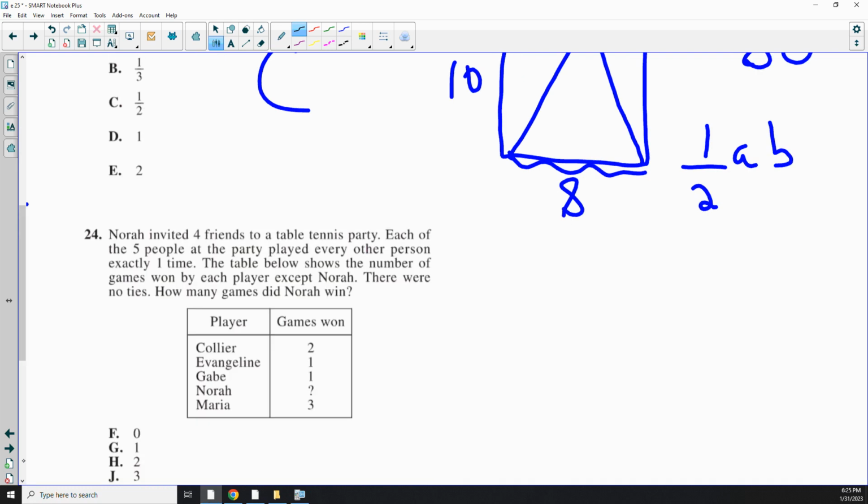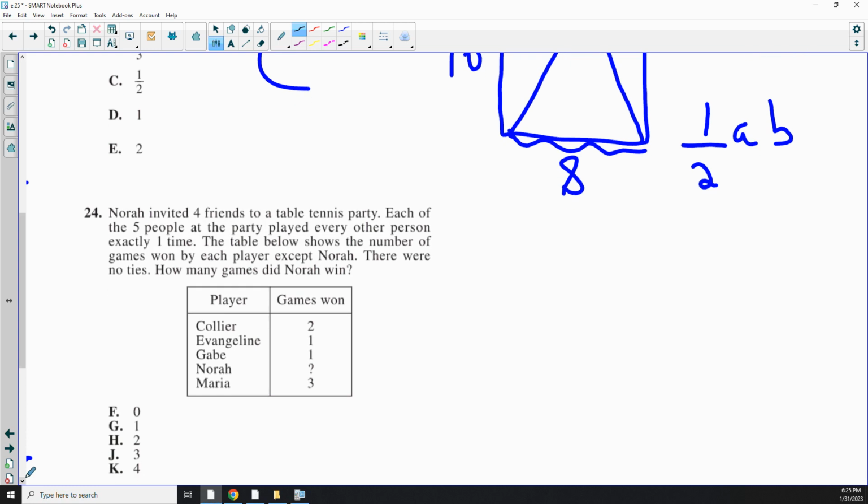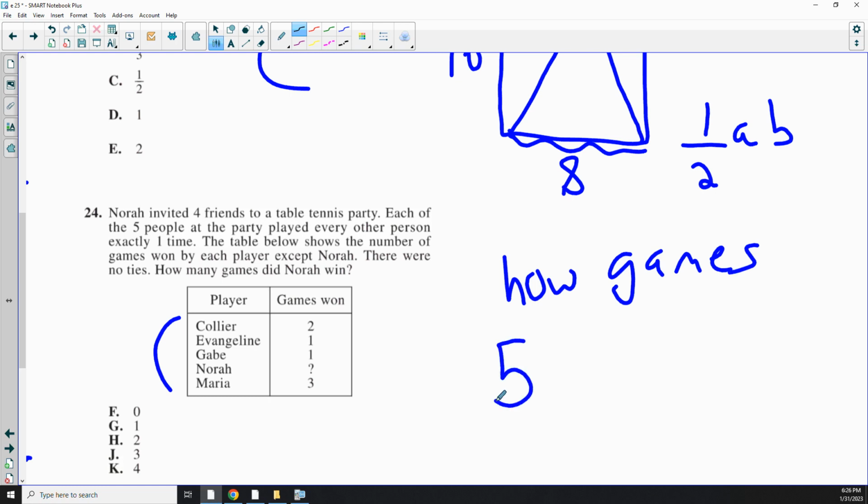Woo, this is a tough one. 5 people are invited to the party. Here they are. And they want to count how many games in what's called a round robin. Everybody's going to play each other. Well, all 5 people are going to play how many games? 4. Because all 5 have to play each other.